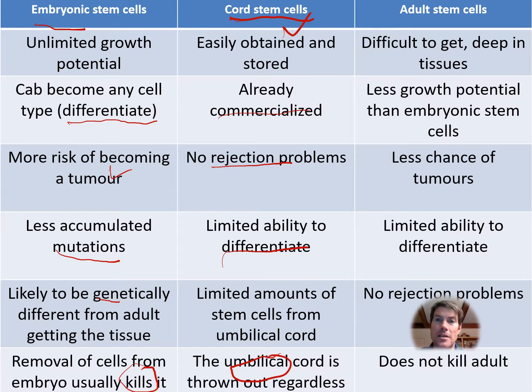And then adult stem cells. These are things like right now, either of us, we could burrow down into our bones, into our marrow, and get some stem cells. But it's expensive. It's tough to do. They're not as differentiable into different tissue types, but there's less chance of having tumors because of that, and no rejection problems.